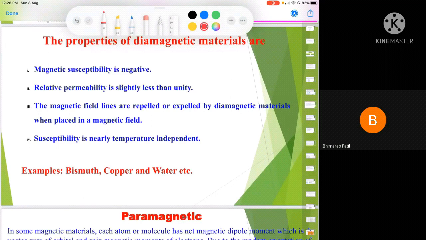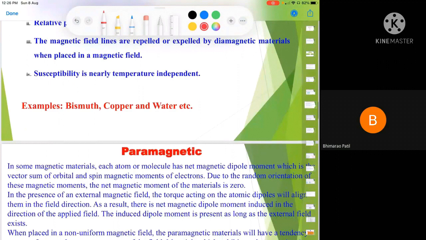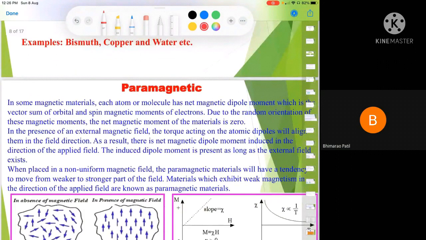Then let's go to paramagnetic substances. In some magnetic materials, each atom or molecule has a net magnetic dipole moment, which is the vector sum of the orbital and spin magnetic moment of the electron.